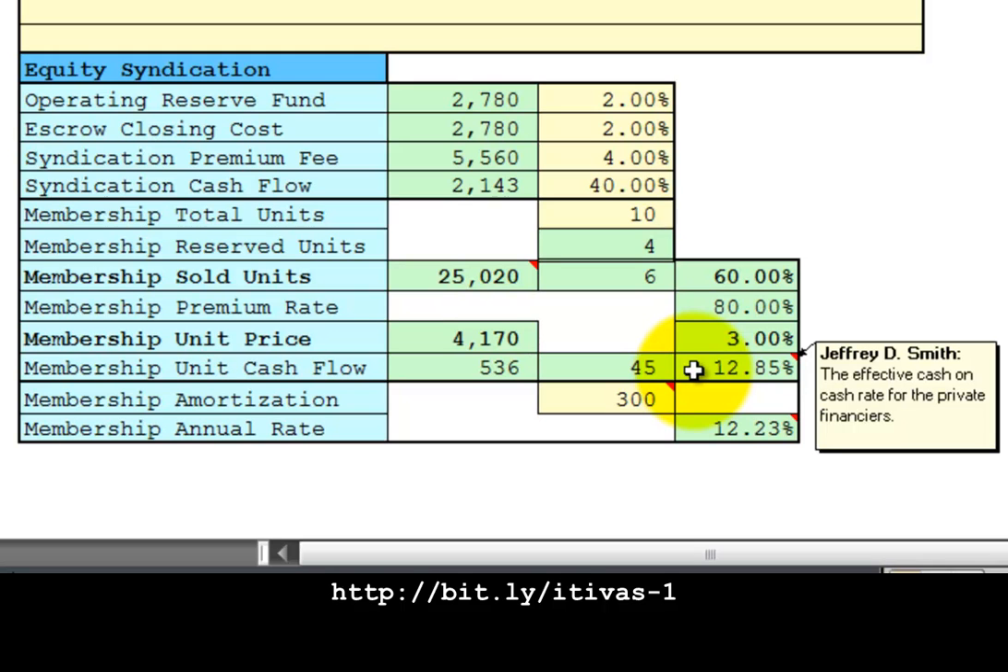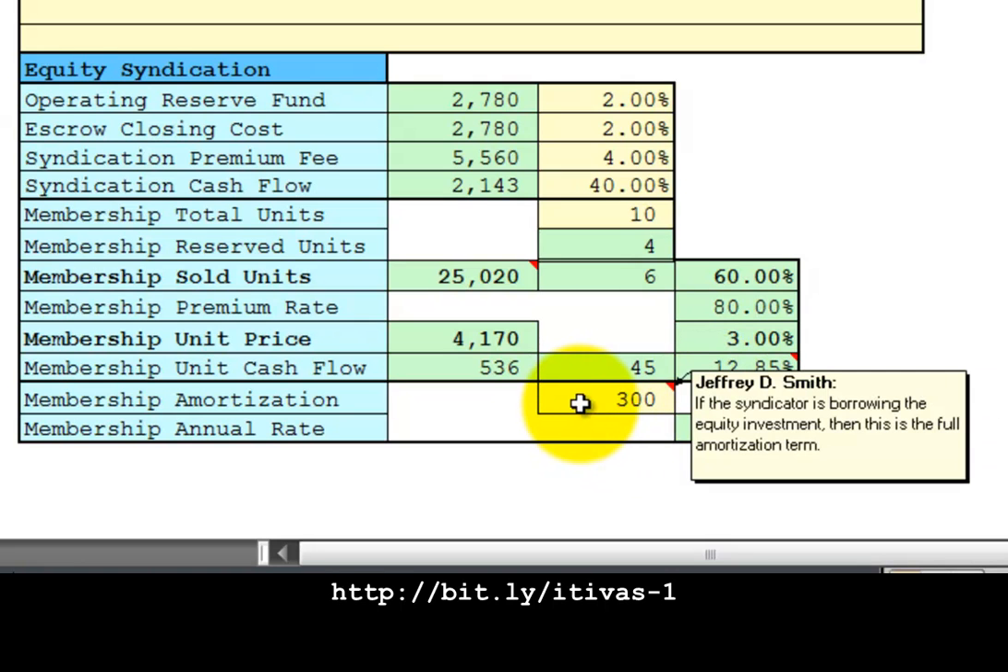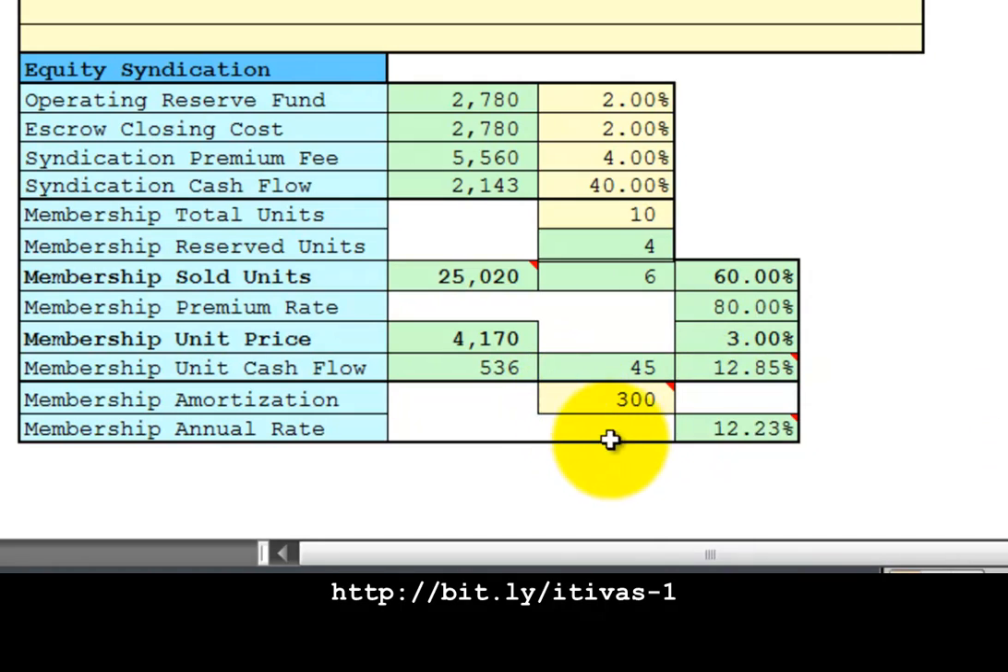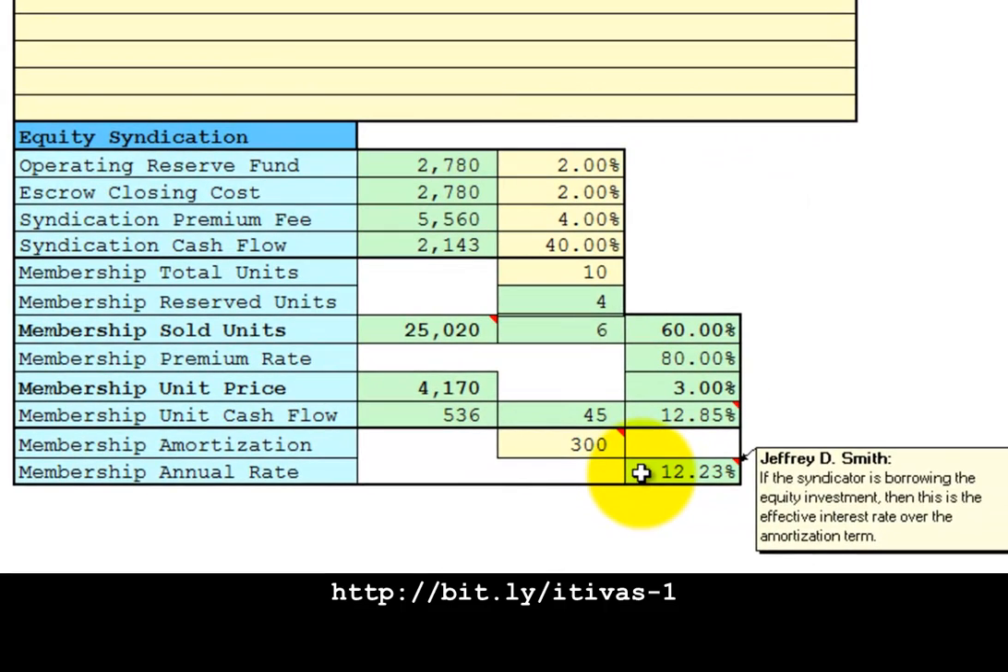If I instead borrow the down payment, I can amortize it at 300 monthly payments, that's 25 years, with an annual interest rate of 12.23%.